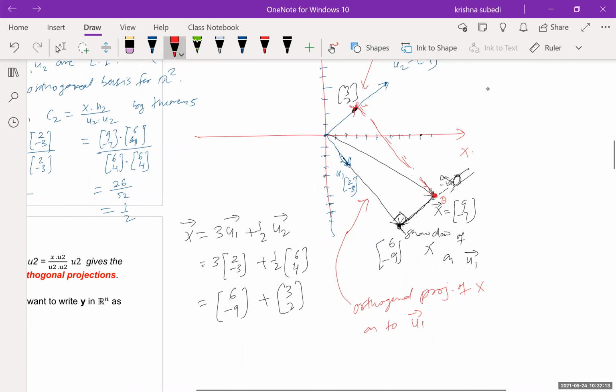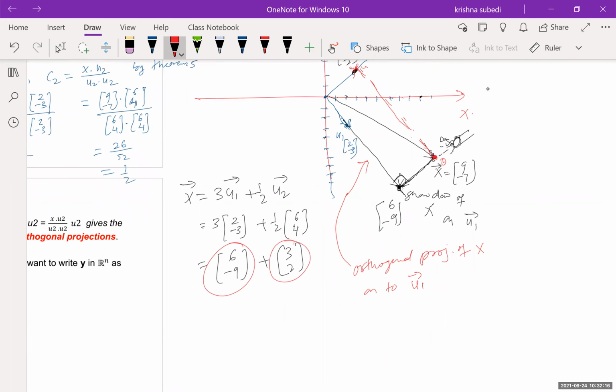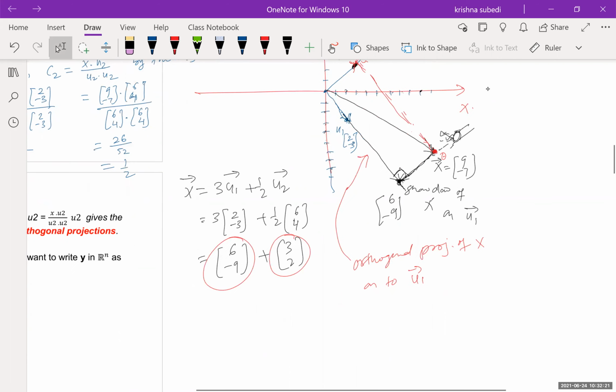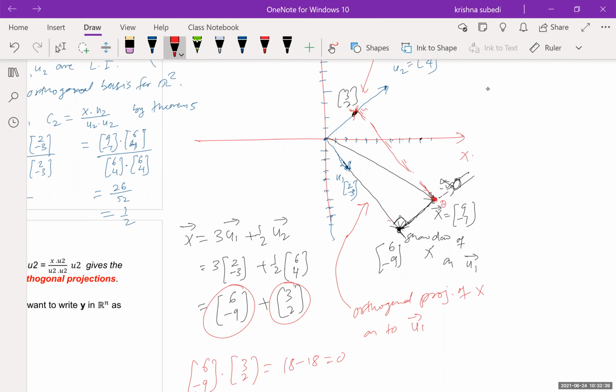What I'm saying is that this guy right here and this guy, these two are actually perpendicular. If you don't trust me, then you just do the dot product. Okay, let us check that. The dot product is (6, -9) dot (3, 2). So what do you get? This is 18 minus 18, which is 0. So this vector and this one are perpendicular. In other words, we decompose this x into two orthogonal vectors. This is called orthogonal decomposition.